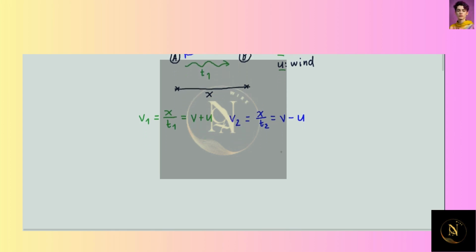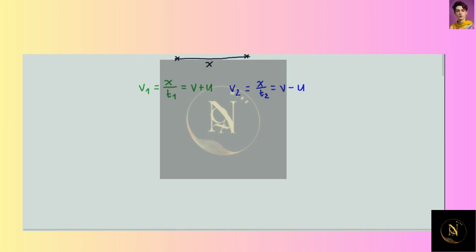Great. So now let's use these two equations to find v and u. Over here, we can solve for u and find that it is equal to x over t1 minus v. And over here, we find that v is equal to x over t2 plus u. And we could use this equation to find v and this one for u. We could use them the other way around, but let's keep going with what we have.